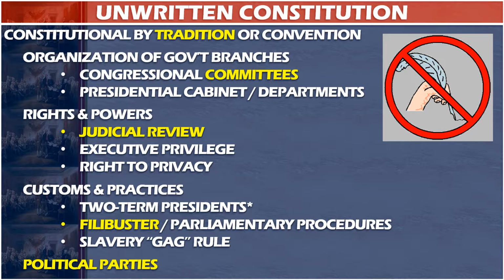The other place where the organization of government branches is not in the Constitution is the creation of the presidential cabinet and the departments. The Constitution basically says that the president is in charge of the executive agencies, but it doesn't really give the cabinet officers constitutional status, which means the president can appoint and also remove them at will, even when they're confirmed by the Congress.